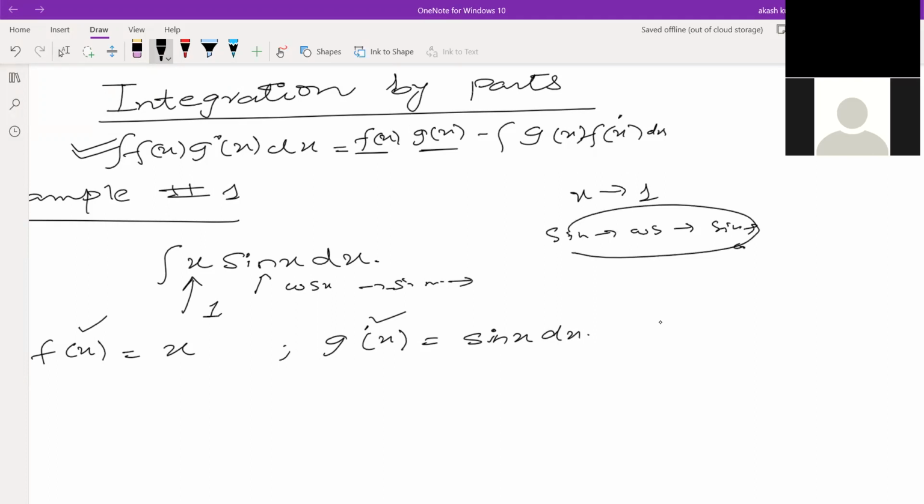We have to choose for f of x a function that is going to be reducible. You have to select the function that is reducible. If you have x square and differentiate, it's going to be 2x. If you differentiate again, then it's going to be 2 only. This function is reducible from power 2 to power 1 and then the constant. But the sine function is not reducible if you differentiate it. Is my point clear to you? Yes. Okay.